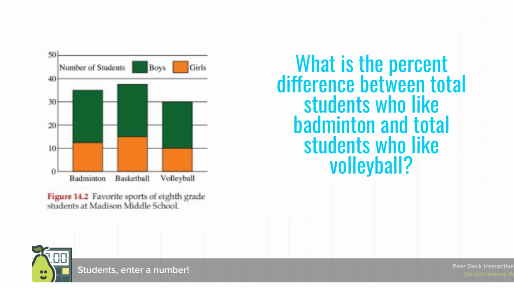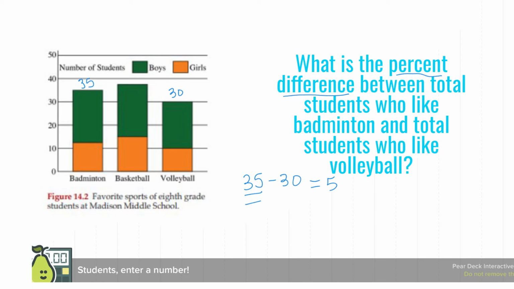Okay, the next question, what is the percent difference between total students who like badminton and total students who like volleyball? Okay, so when they're talking about the difference in percent, you first have to figure out what is the difference in the numbers. Well, badminton, we have 35 total students. And volleyball, we have 30. So that means we have to figure out what did it decrease by. It decreased by 5.